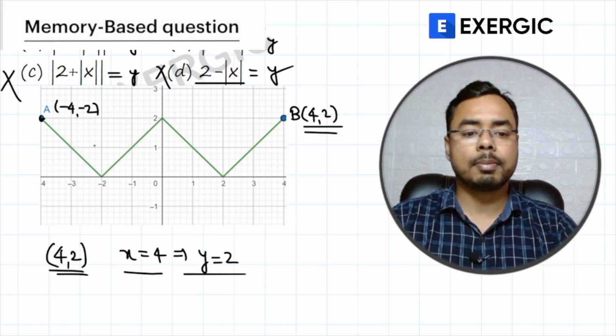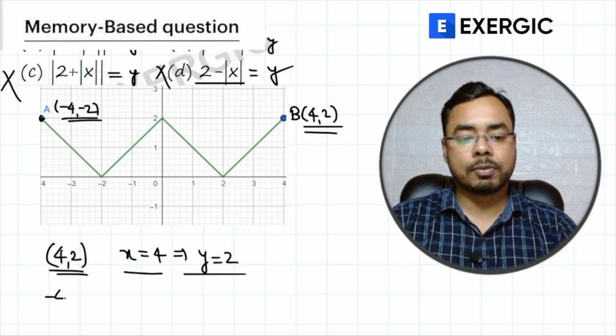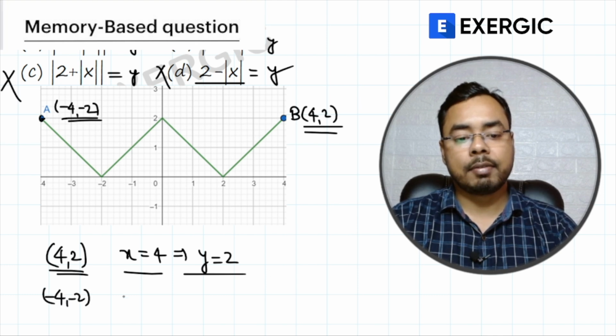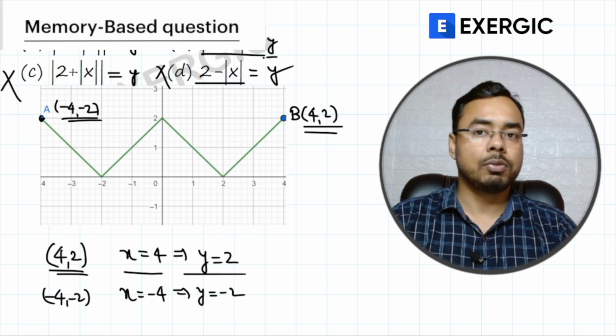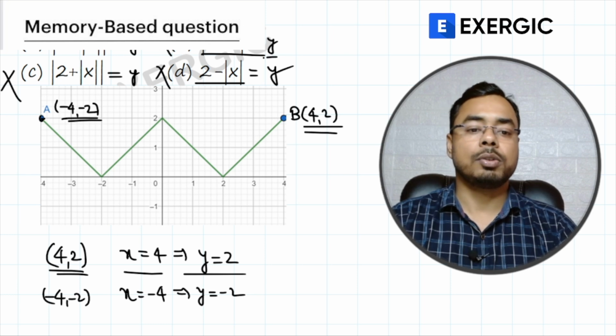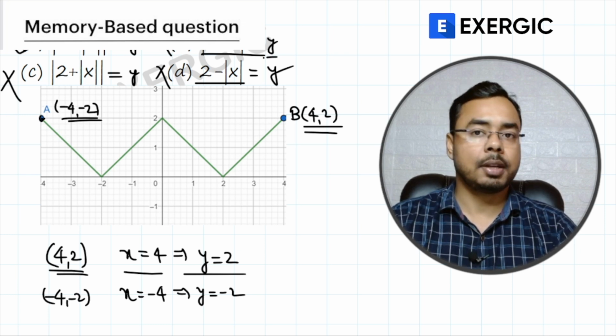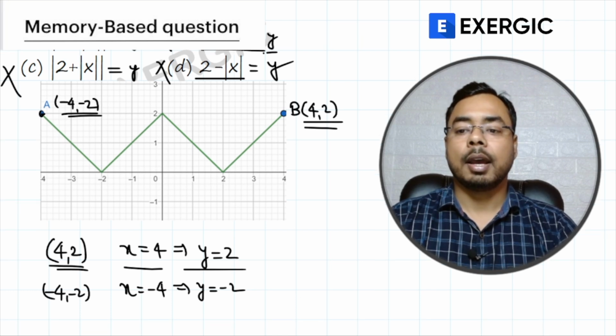So we have a number of other points also. For example, this point (-4, -2). Let us check for this point: when x is minus 4, the value of y should be minus 2. But when x is minus 4, from here you can see that the value of y will be plus 6, and therefore this option is also eliminated. So using elimination, you will find that only option A is correct, right? So this is one technique of solving this problem.